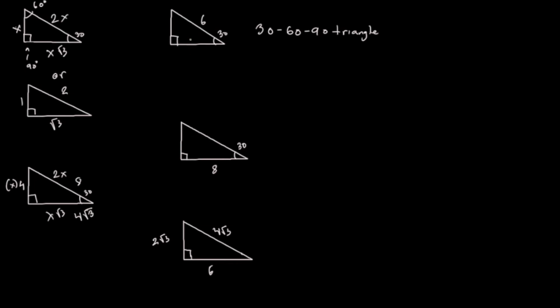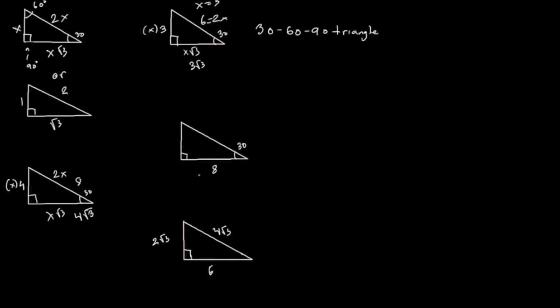Here, I give you the hypotenuse. The hypotenuse is 6. So using this, you're supposed to solve for the shortest leg and the longest leg. Since this is equivalent to 2x, you know x is equal to 3. So I have to write above, you know this is 3 because this is x. And since this is x root 3, you know this is 3 root 3. So if you're given the hypotenuse or the shortest leg, it's really easy to solve for the other sides.